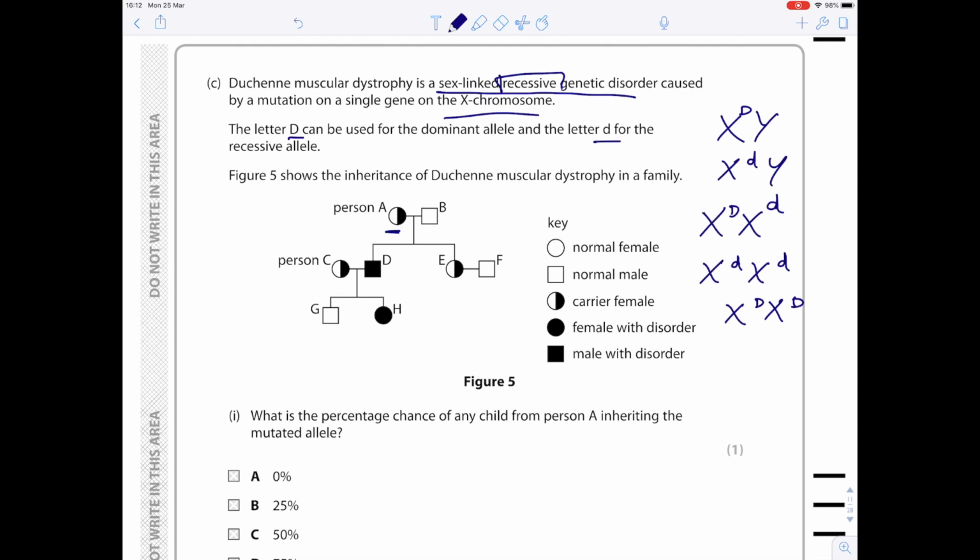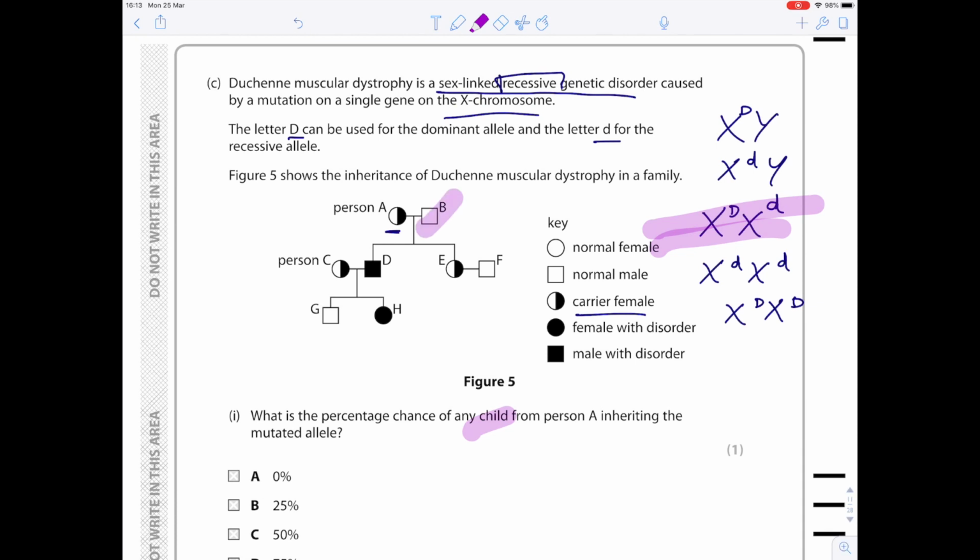So let's have a look at person A. Use the key. We can see that they are carrier females. Carrier means that they contain the allele but they don't actually suffer from the disease, which is why this must be their genotype. If we now look at B, because we're looking for a child, so we need to look at the man as well.